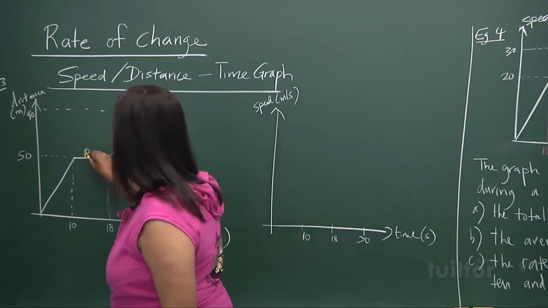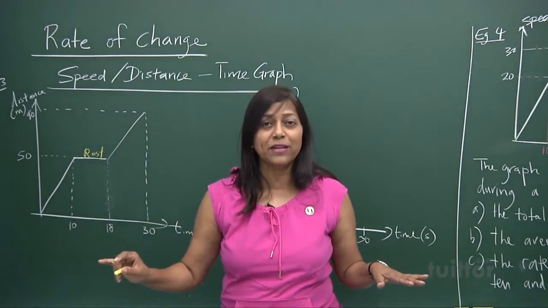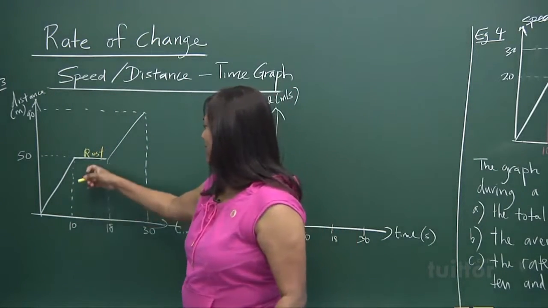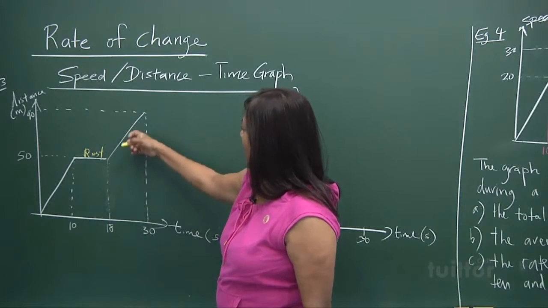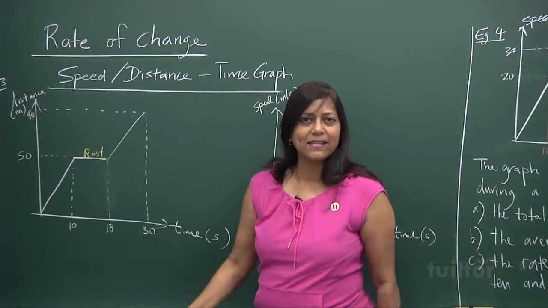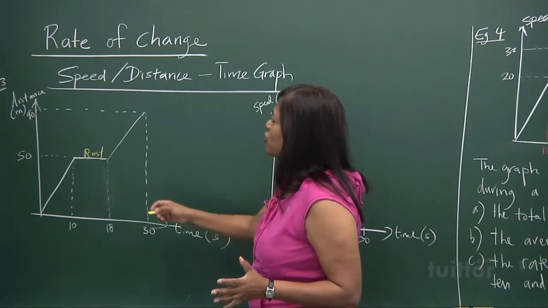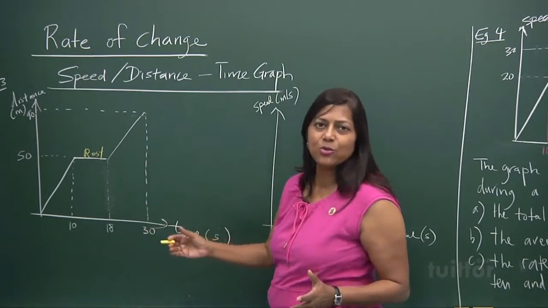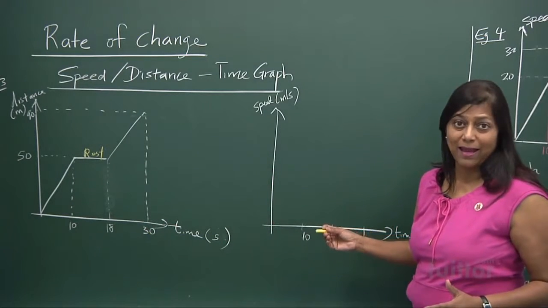You like to rest, do you? There is no movement at all, stationary. So that's an 8-second rest. And then you continue to move up to 90 meters, at 30 seconds. Now I want you to change this into a speed-time graph. How do we go about that?